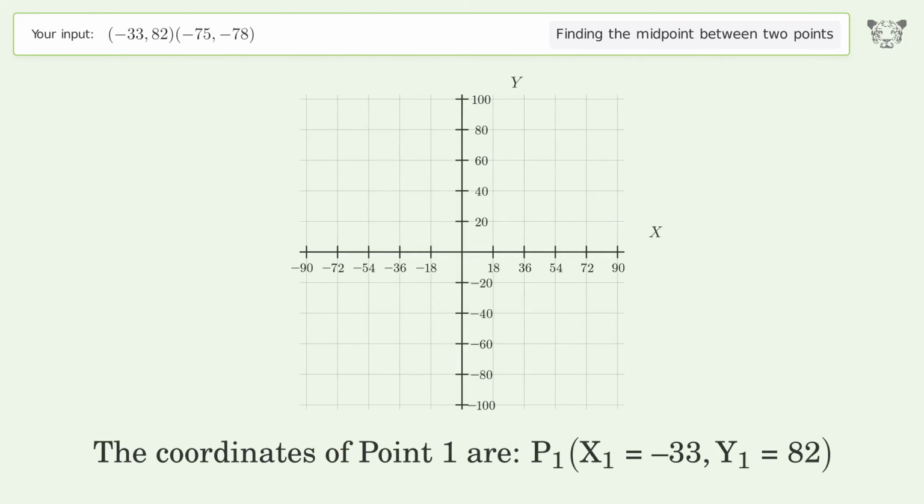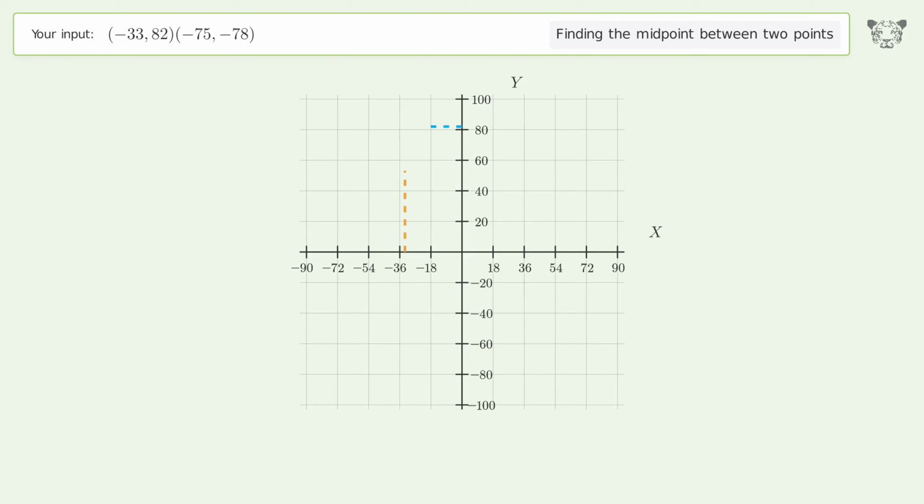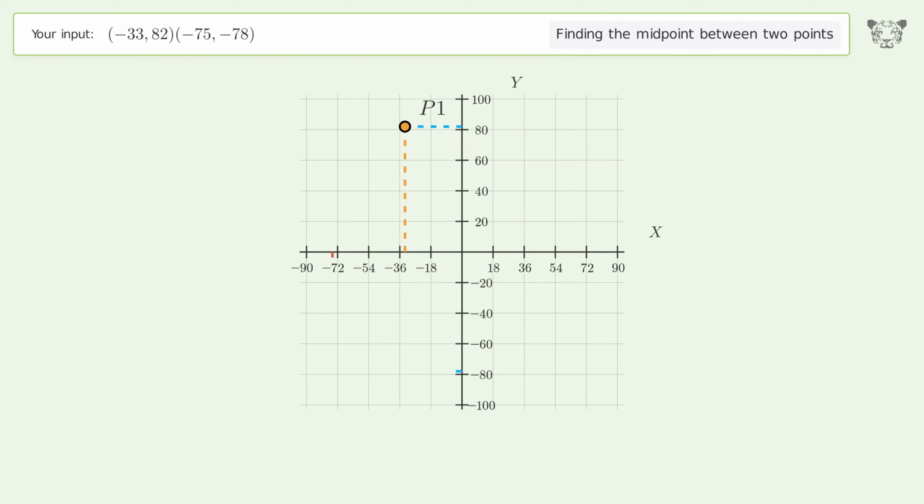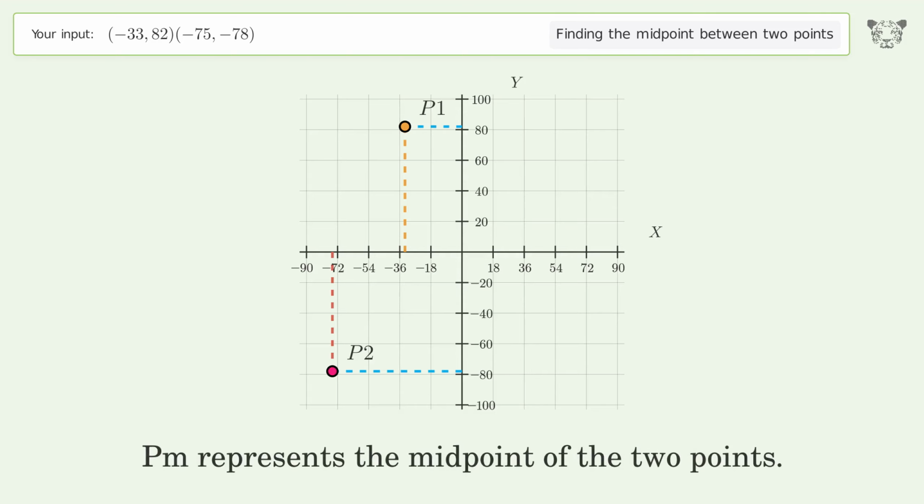The coordinates of point 1 are, x1 equals -33, y1 equals 82. The coordinates of point 2 are, x2 equals -75, y2 equals -78. PM represents the midpoint of the 2 points.